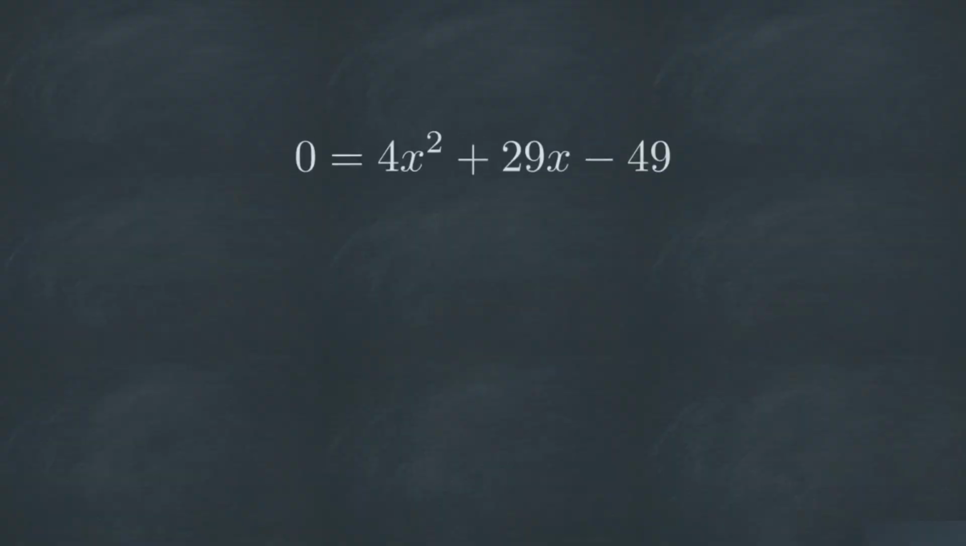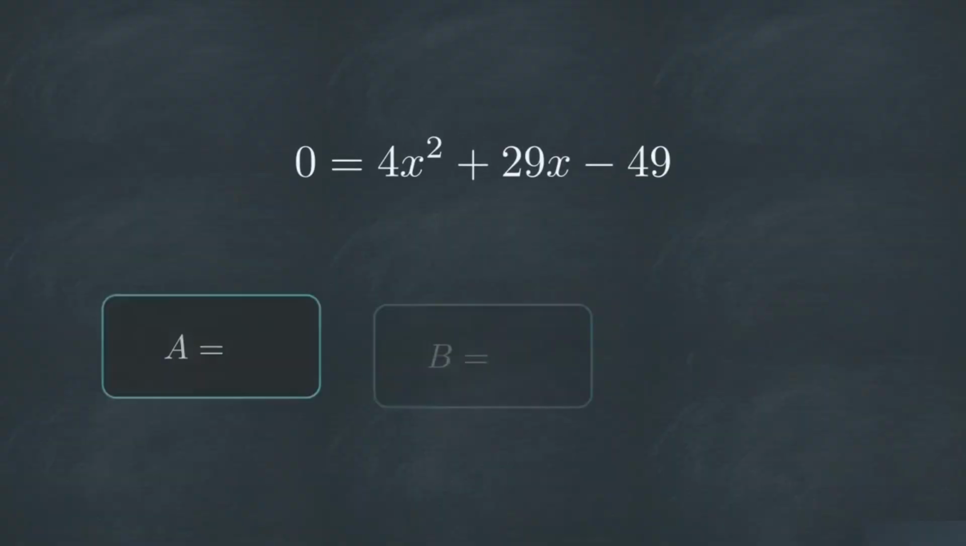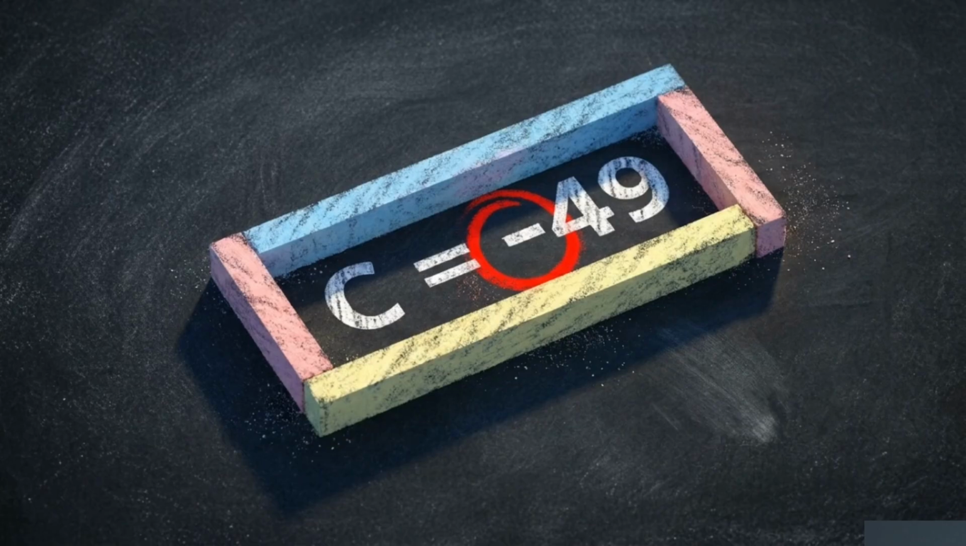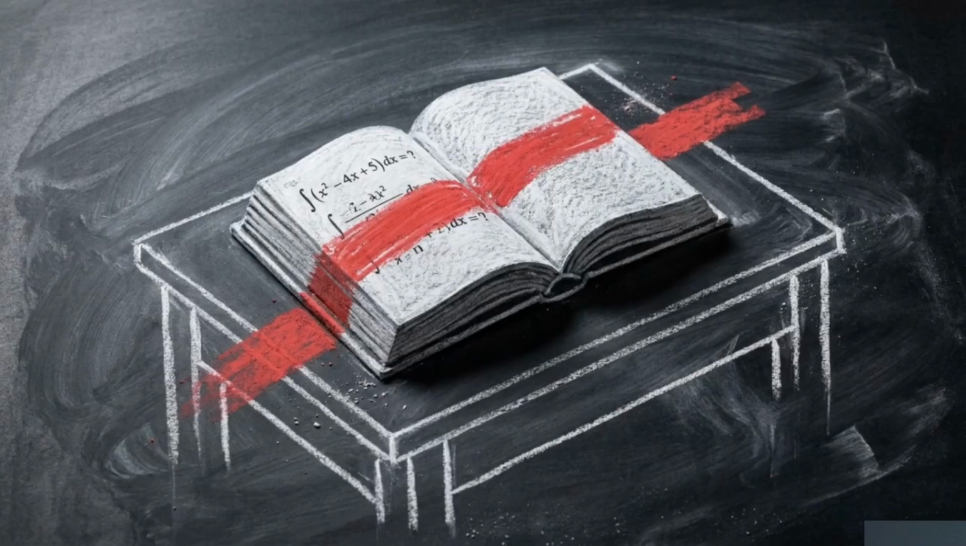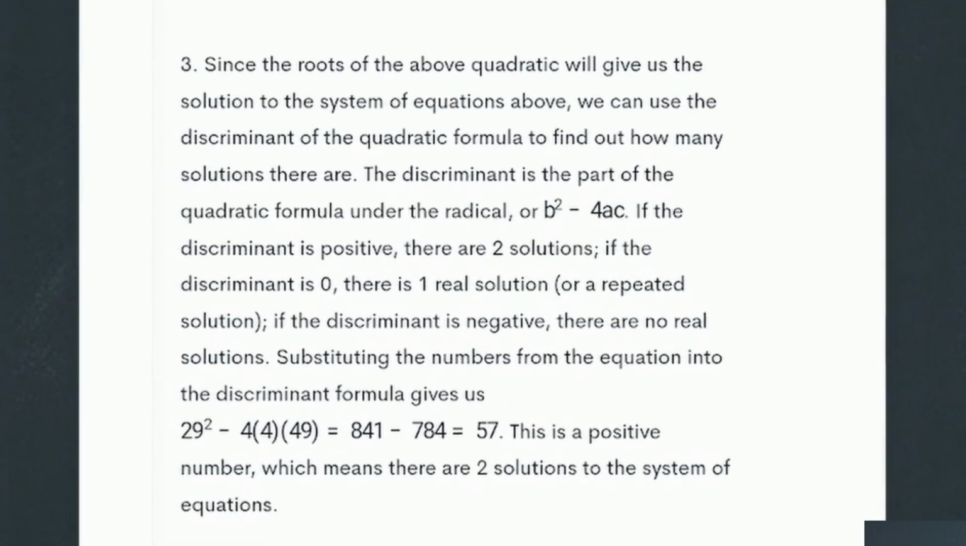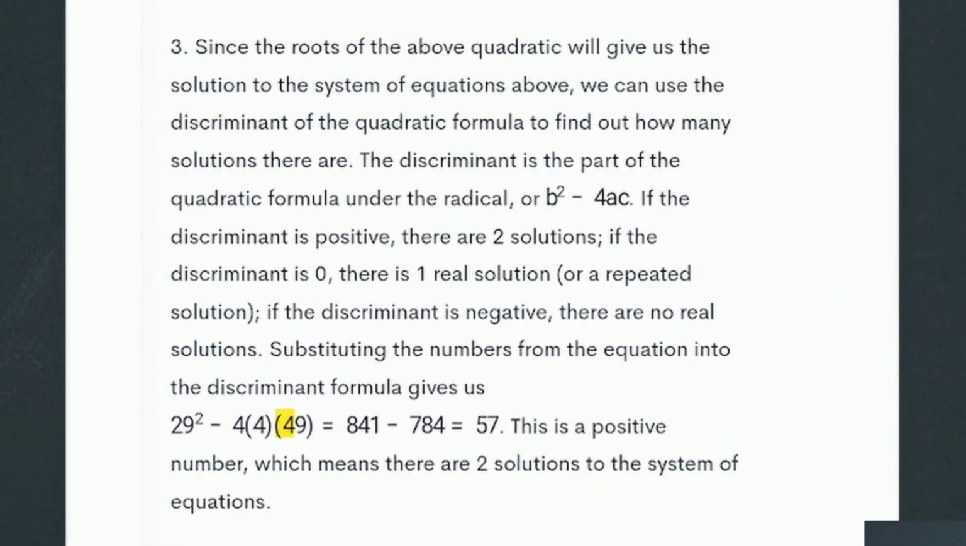Looking at the standard form equation we just built, we can identify our variables. A is 4, B is 29, and C is negative 49. Pay close attention to that C variable. Dropping the negative sign on the 49 is a fatal calculation error, and it happens frequently even in official study guides. This image is a screenshot from a provided solution guide. Notice step 3. The guide correctly identifies the formula, but completely drops the negative sign on the 49 during the calculation.